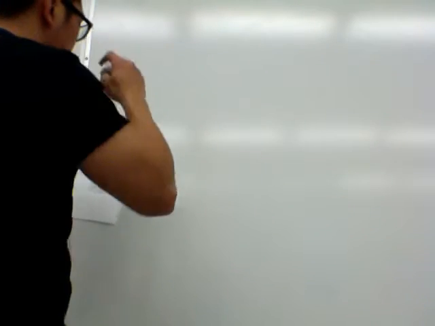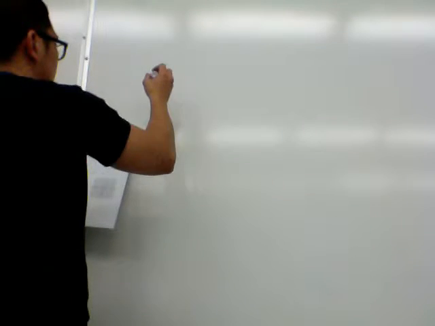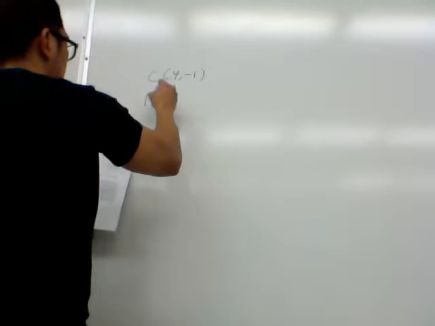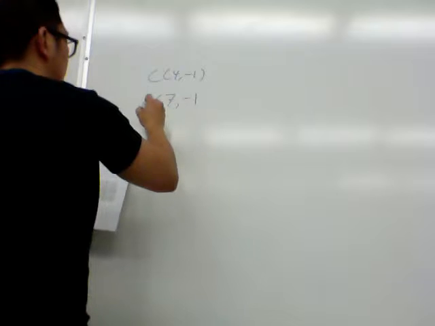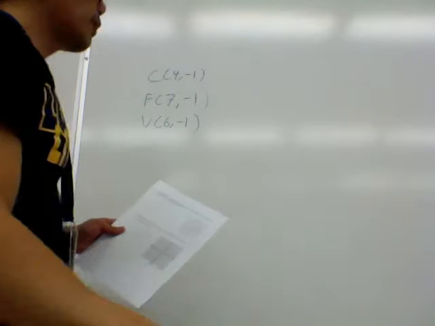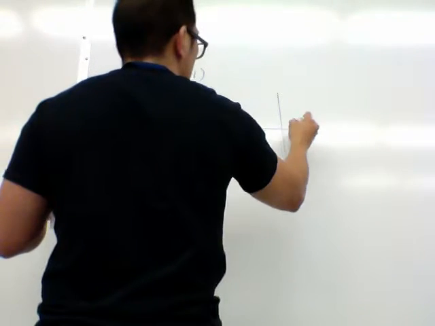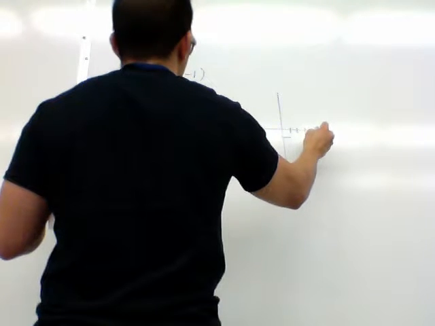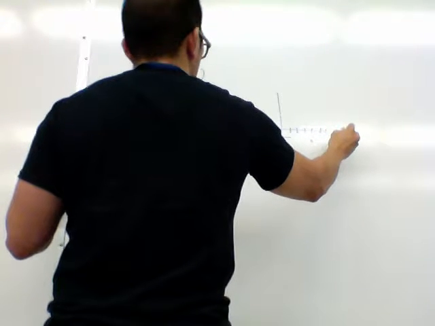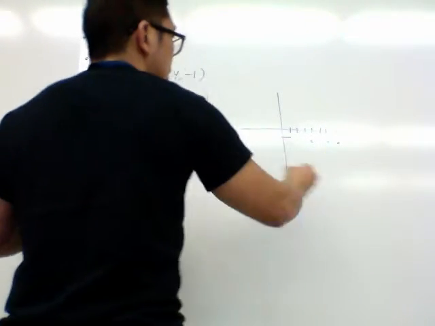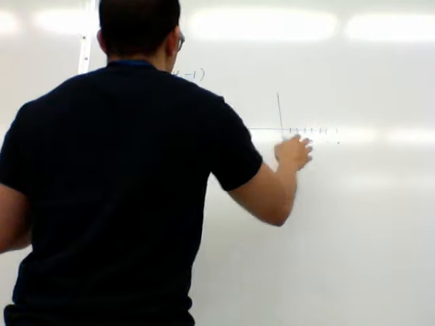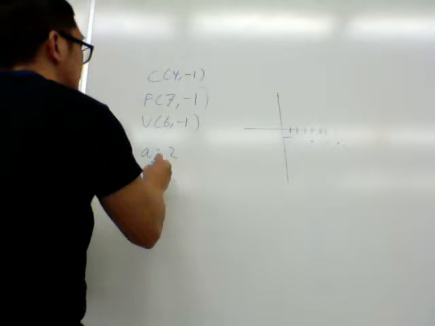So the DIY, I'm finding an equation for the hyperbola with center at 4, negative 1. So my center is 4, negative 1. My focus is at 7, negative 1. And my vertex is at 6, negative 1. So if I draw this on my diagram, I see that my hyperbola is again parallel to the x-axis. So I know that my A is 2 and my C is 3.